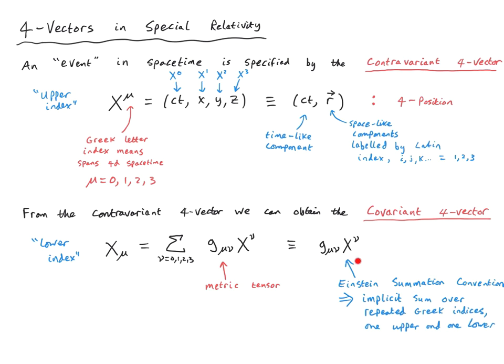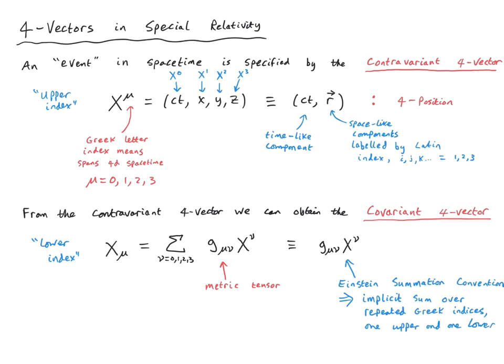This operation, multiplying a contravariant 4 vector by the metric tensor and contracting this index, which means summing over this index, one upper and one lower, is referred to as lowering the index. And you can see why that is. You start off with a contravariant 4 vector with the index in the upper position, and you end up with a covariant 4 vector with the index in the lower position. So we can talk about lowering the index, and as I'll show you in a moment, we can do the inverse and raise the index. We can take a covariant 4 vector and transform it into a contravariant 4 vector. That would be referred to as raising the index.